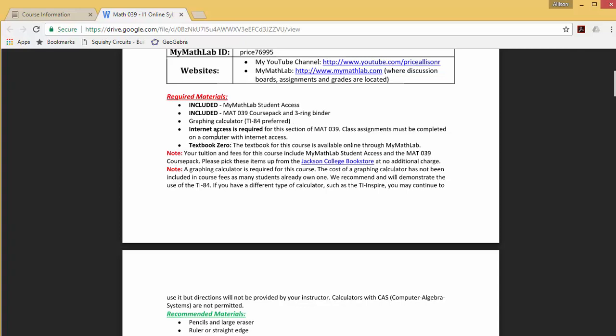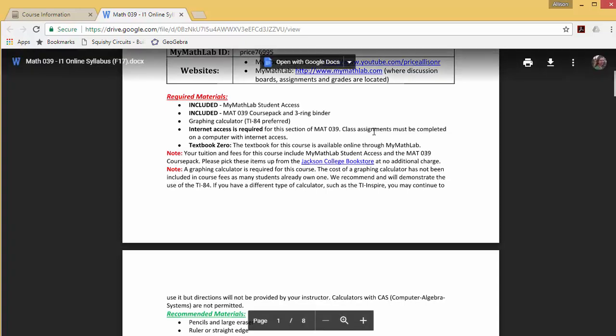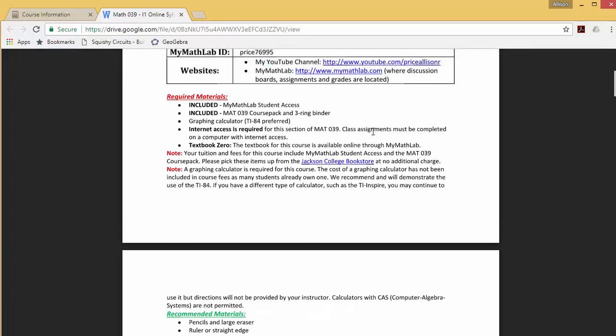This course does require the internet. It's an online course. That should not be a surprise. Almost all class assignments must be completed on a computer with internet access. It is possible to print the assignments and complete some of them offline by filling the answers out and then coming back to the computer and typing your solutions in. So that can help if you're not having a good, reliable connection. You can still do that.